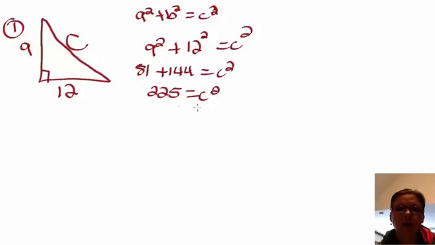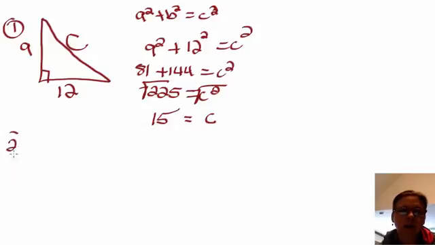So just like before, how do we get rid of that squared? We take the square root. And since we're dealing with length, you don't have to do plus or minus because you're not going to have a negative length. So C equals 15. So the length of the hypotenuse is 15.